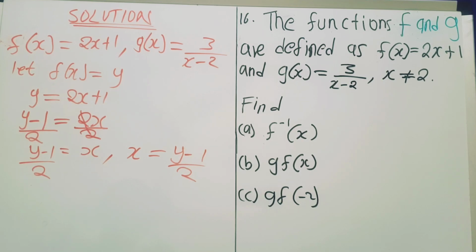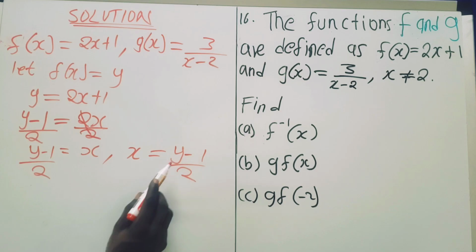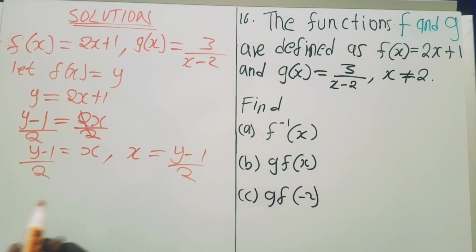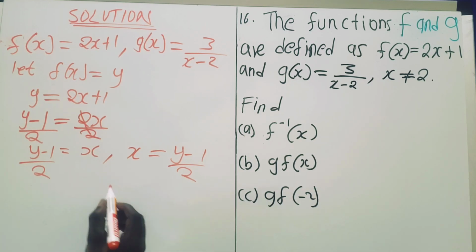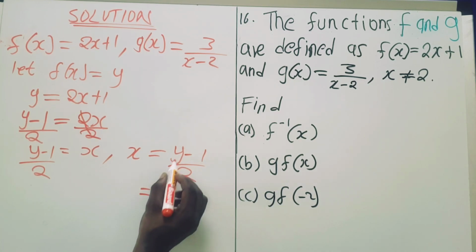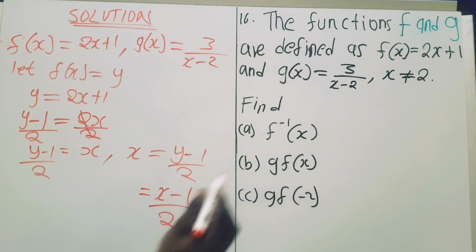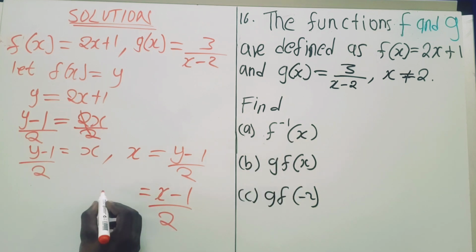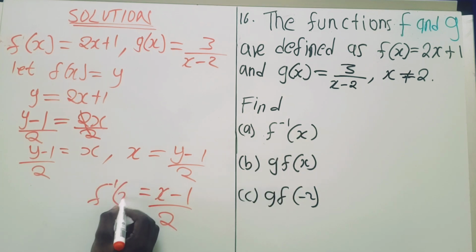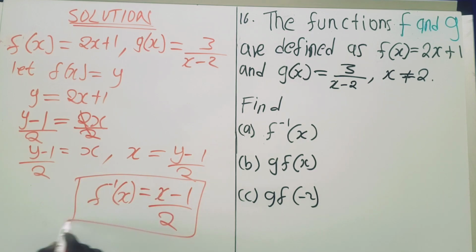When you make x the subject of the formula, the next step that you should take now is to replace y with x. This is the last step. You replace y with x. So we are going to say this is equal to, where there is y, you put x, minus 1 over 2. And this is the f inverse of x.